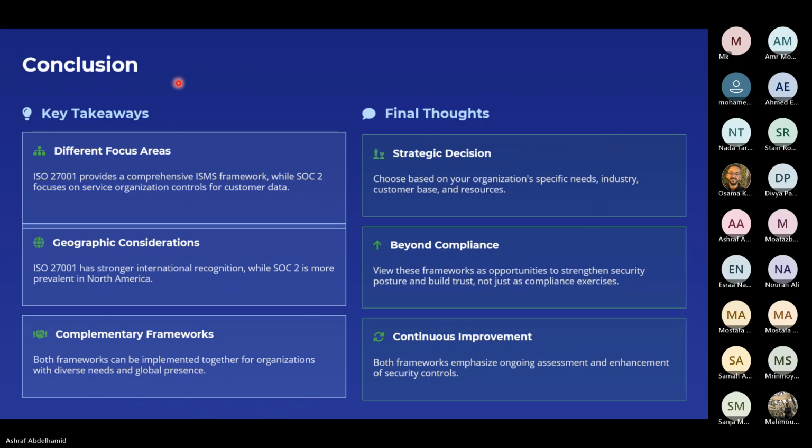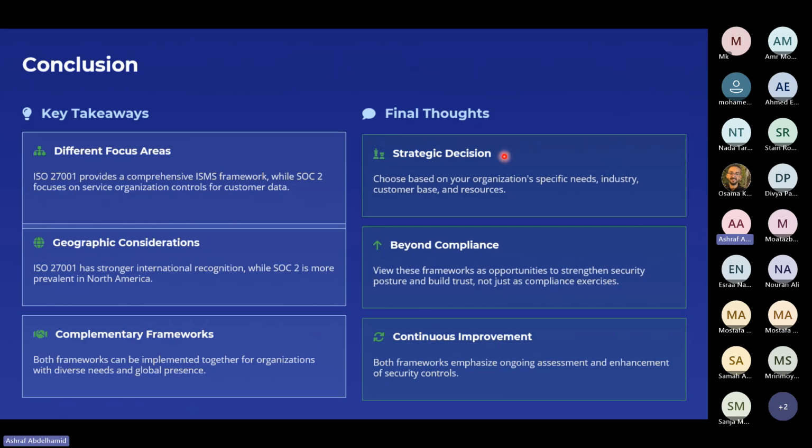ISO 27001, as we said, is an ISMS and is prescriptive. It focuses on information security across the organization, while SOC 2 focuses on the organization as a service provider delivering services to customers, and on the customer data that they are handling. Geographically, ISO is much more widely adopted worldwide than SOC 2, but sometimes SOC 2 is required by contractual obligations. They can, of course, complement each other.